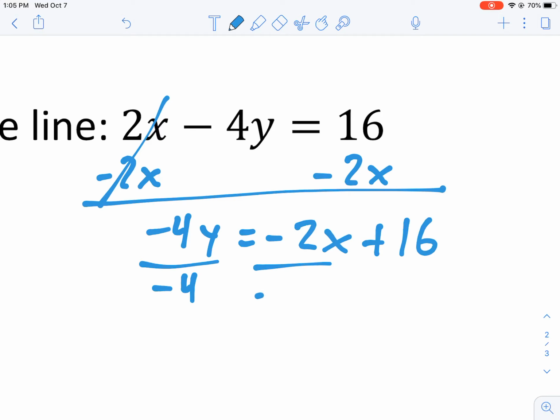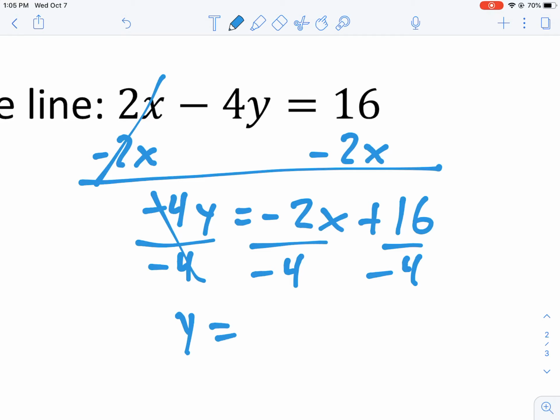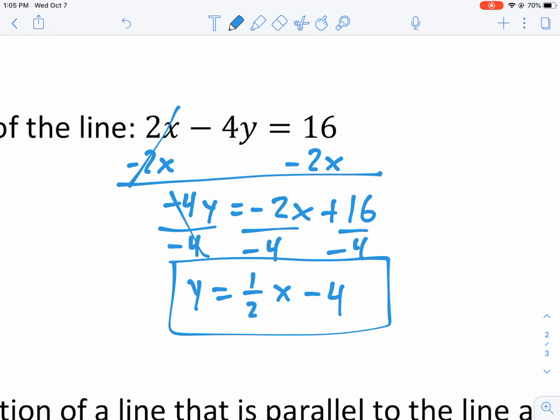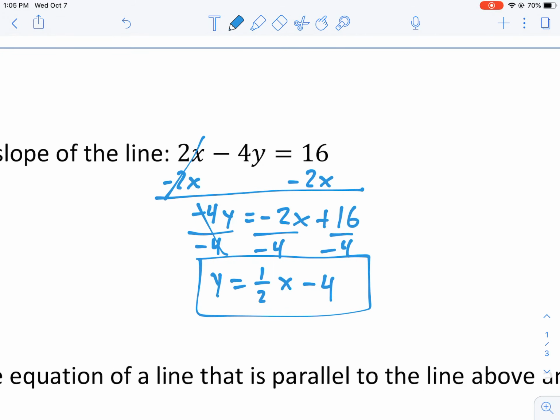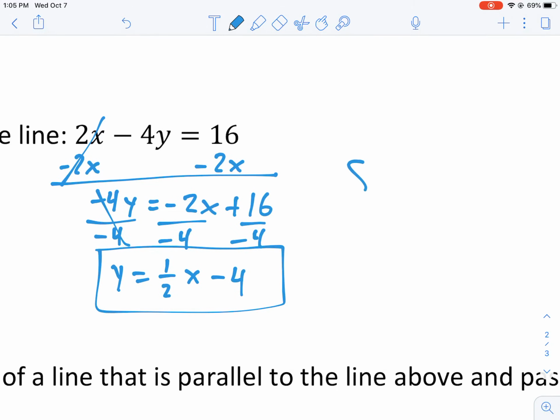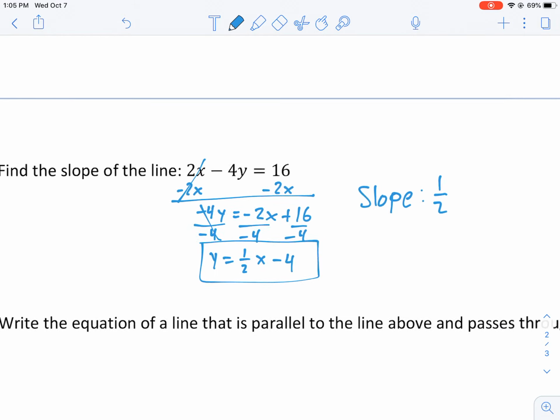Then we want to divide by -4 because we want to get our y by itself. So we cross that out. We can simplify here, -2 over -4, that's a half. So we've got 1/2 x, and then 16 divided by -4, that's -4. So this equation is actually y equals 1/2 x minus 4, and you should notice that now it's in y equals mx plus b. So if you want to get it into y equals mx plus b, you just need to solve for y. So the slope now we can see is a half, okay?